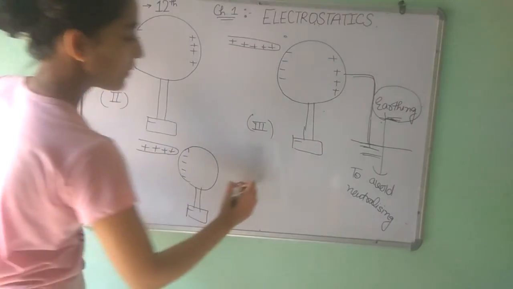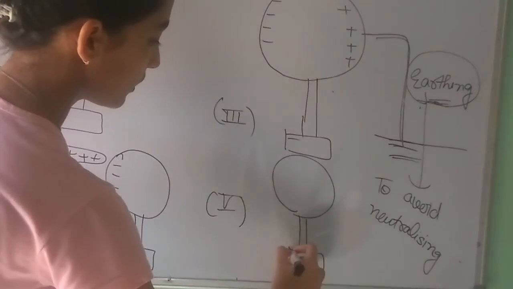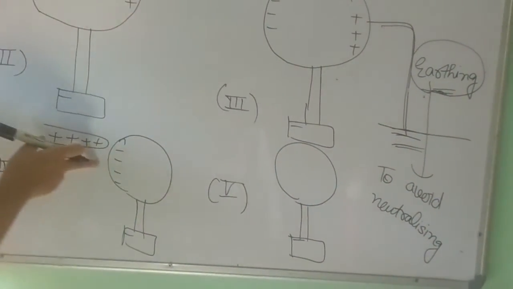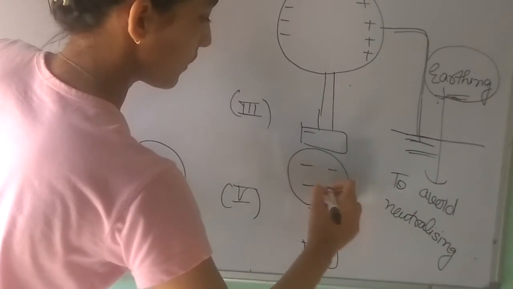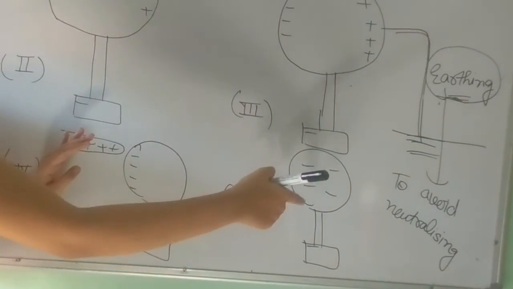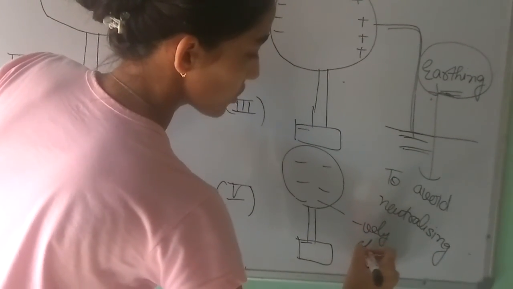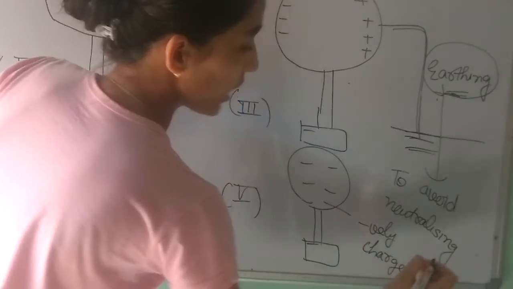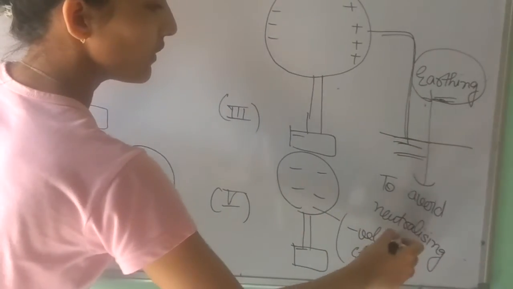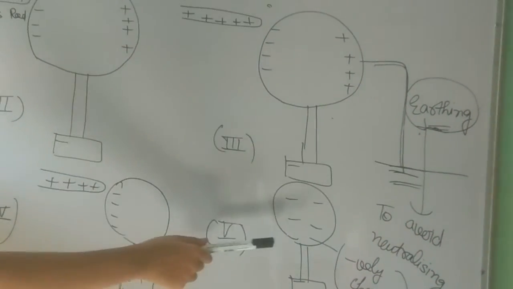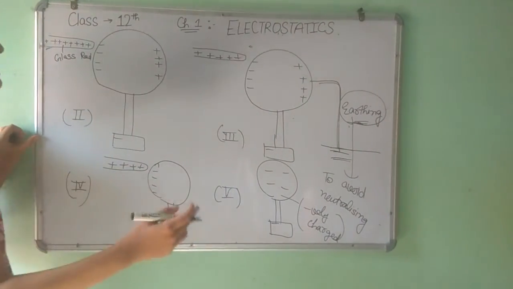So this is the fourth step, and in the last, fifth step, this is our metal sphere with the insulating stand, and when we remove this glass rod from here, our charges distribute themselves uniformly in this metal sphere, and this metal sphere becomes negatively charged. Now it is not neutral, though when we started the procedure it was neutral, but now the metal sphere becomes negatively charged. So by this method we can produce charges. Okay, we will study the next part in the next video.